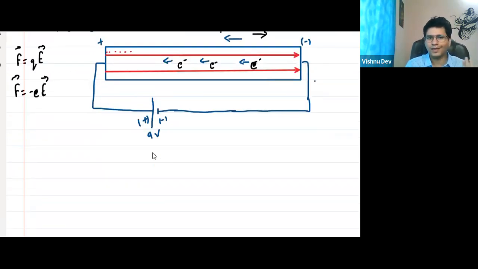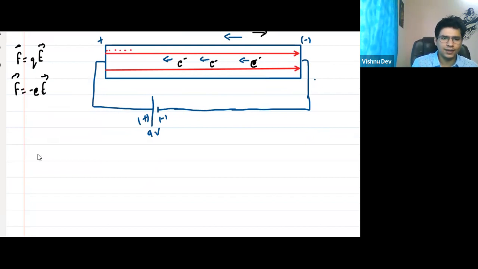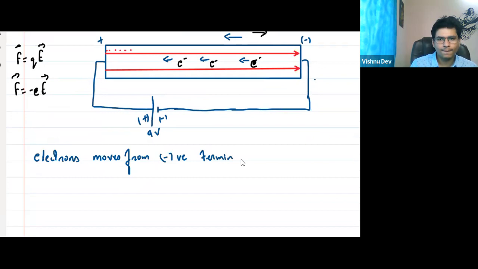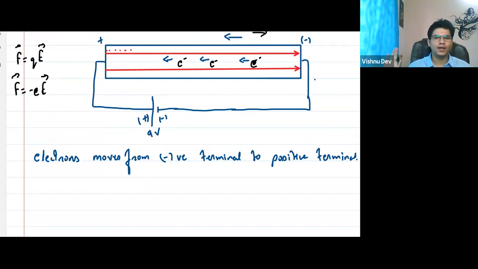So now I guess all of you know. So I can write, sir, electrons move from negative terminal to positive terminal. Agree, right? And this is the actual charge that flows, because obviously positive charge does not flow. It is the free electrons in a conductor that move.